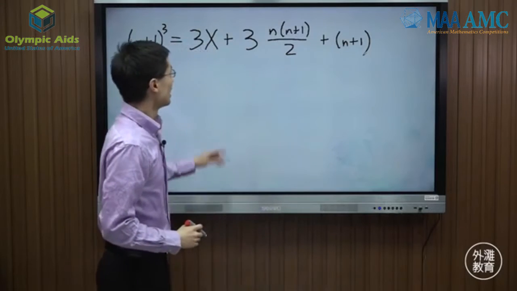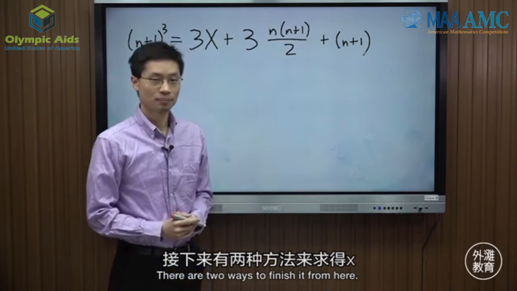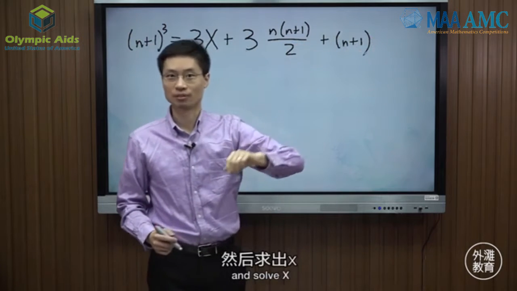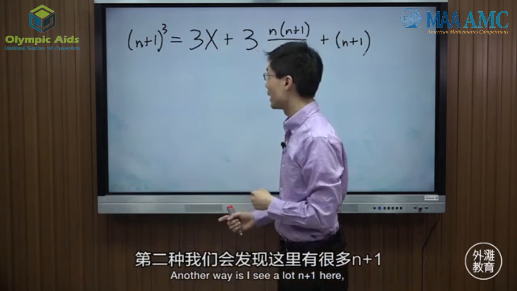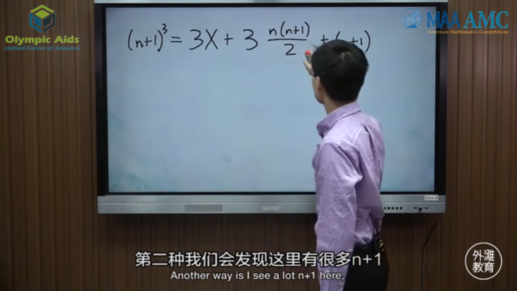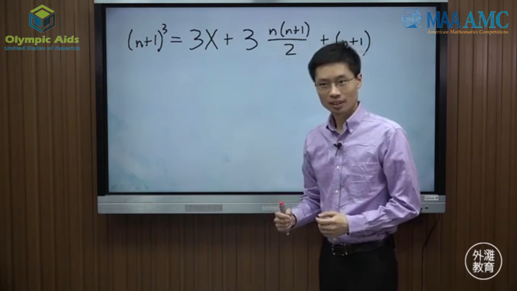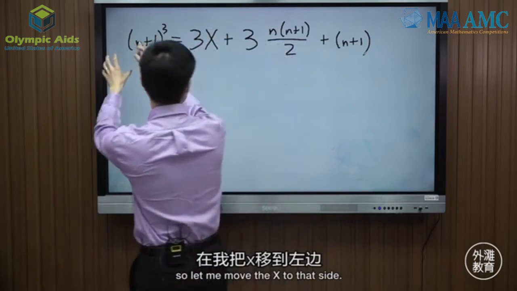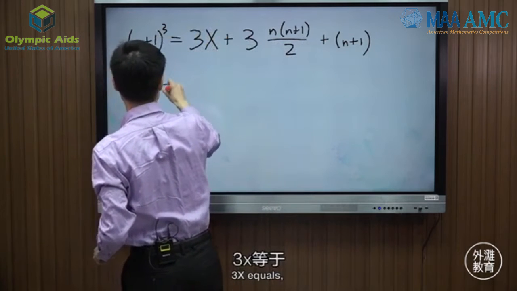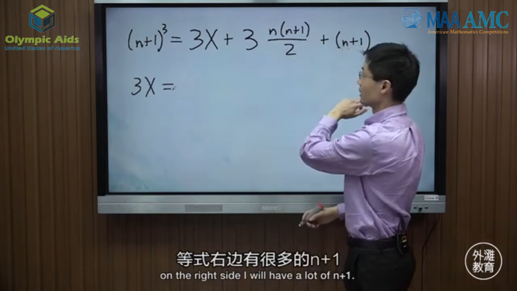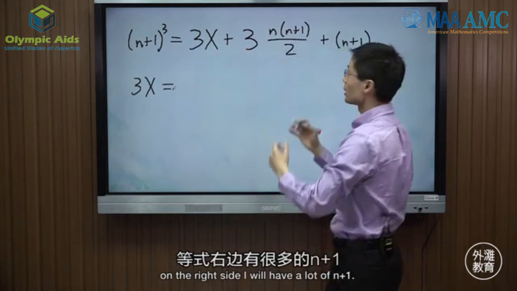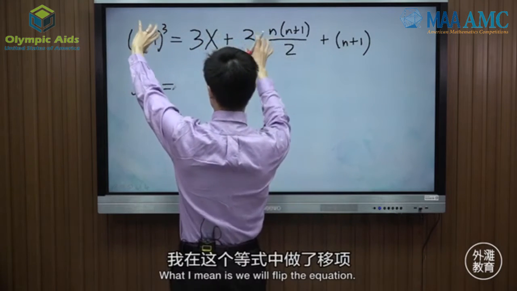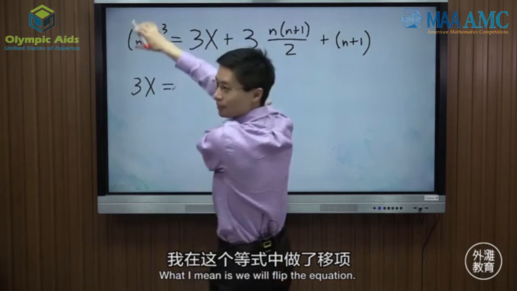This is nice. There are 2 ways to finish from here. One way is to multiply everything out and solve for x. Another way is to say, I see a lot of n plus 1s everywhere. I will factor that out. So let me move the x to this side. 3x equals. On the right-hand side, I will have a lot of n plus 1s. Well, what I mean is that we'll flip the equation.